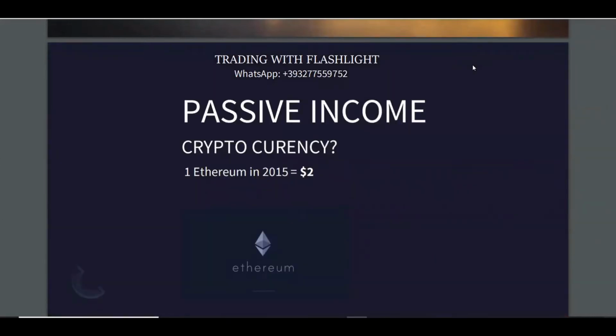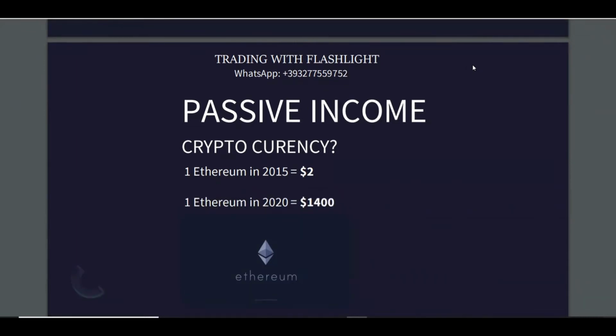Now, let's take another example. Ethereum is one of the most known cryptocurrencies after Bitcoin. In 2015, it was almost $2. Somebody just bought one Ethereum in 2015, put $2 there. 5 years later, you have $1,400. You can convert to your currency, because we all have different currencies. I'm using Euro, and those in Nigeria will be using the Naira. You can simply convert and see the huge difference.